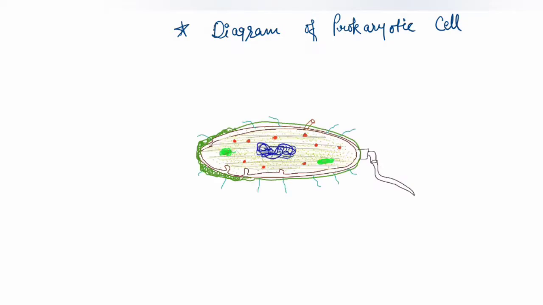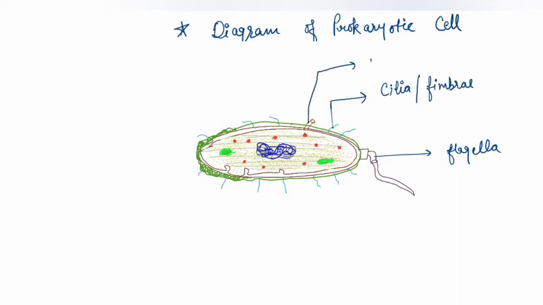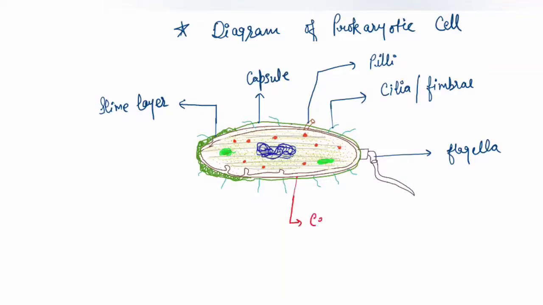Now I'll be showing you the diagram of a prokaryotic cell. As you can see, the diagram contains flagella that aid in movement. It contains cilia and fimbriae that help in attachment. It contains pili, which again help in the transportation of partial DNA transfer. Then we have the slime layer as well as the capsule. They are both part of the glycocalyx, the outer covering which is present outside the cell wall.